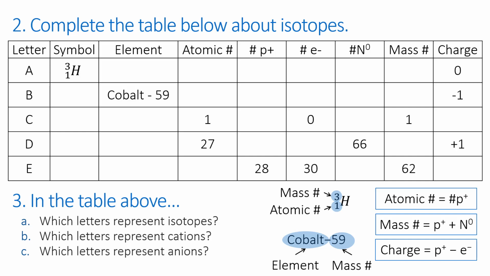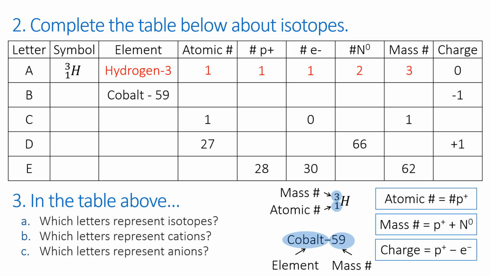So my first isotope here, we know that it's hydrogen-3, because we have the symbol, and we know that the mass number is 3. So since this is hydrogen, the atomic number is 1, and the number of protons is also 1, because they're the same thing. My number of electrons is going to be 1, because 1 positive proton plus 1 negative electron gives me a charge of 0. My mass number is 3, and since one of those is a proton, the other 2 must be neutrons.